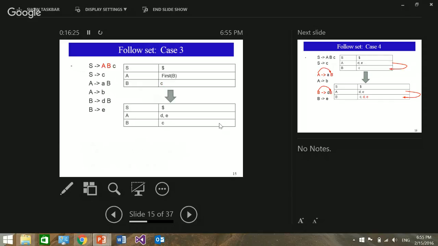Case three, big A, big B. So B follows A. Well, what could B be? B is D and E. So D follows big A, E follows big A, and that's exactly what I put down. All right, so what follows A is the first of B minus the lambda, and the first of B, my circle in the first column, is D and E. Okay, so they go in there.